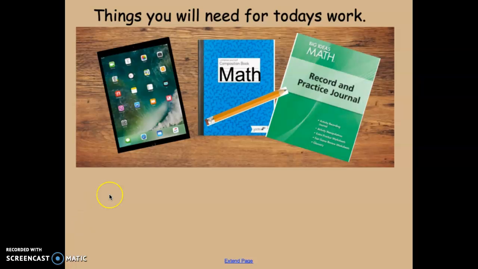So here are the usual suspects of what you will need today: iPad, math notebook. Please make sure you're taking really good notes. Look for that notebook symbol throughout the lesson. That will appear on almost every slide. You'll need a really good sharp pencil or two, and then your practice journal.